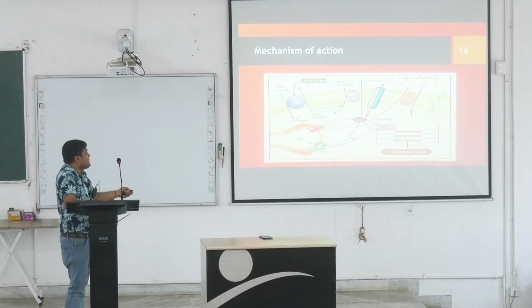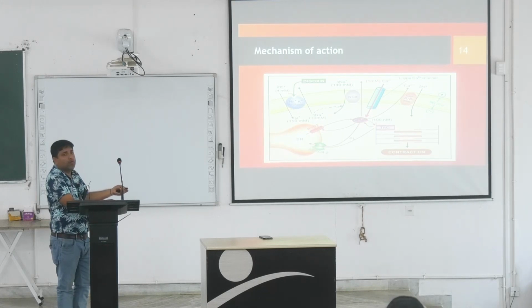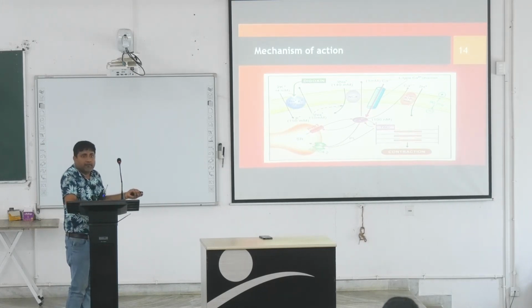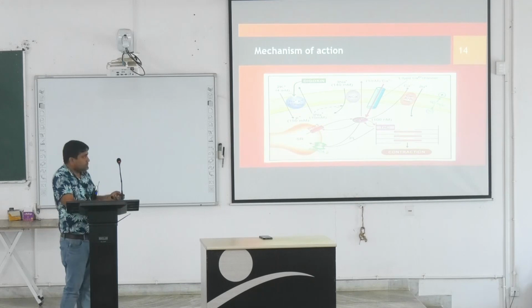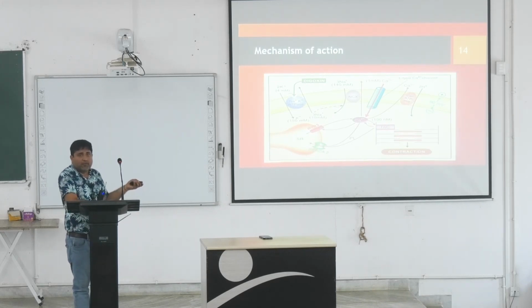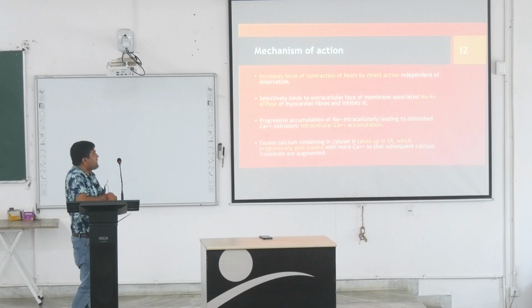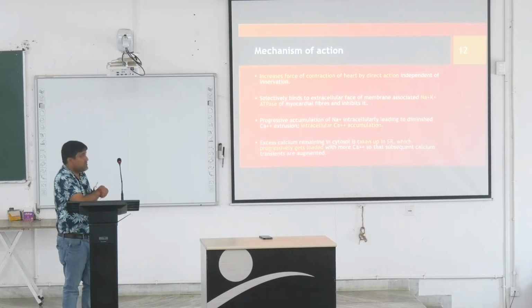Now this excess calcium is taken up by the sarcoplasmic reticulum, and calcium loading in the sarcoplasmic reticulum increases. And we all know that calcium plays a major role in myocardial contractility by action on troponin C on the myocardial fiber. So the myocardial contractility is increasing because of increased calcium concentration in the cytosol of the myocardial fiber. It increases the force of contraction of the heart by direct action, independent of the innervation.